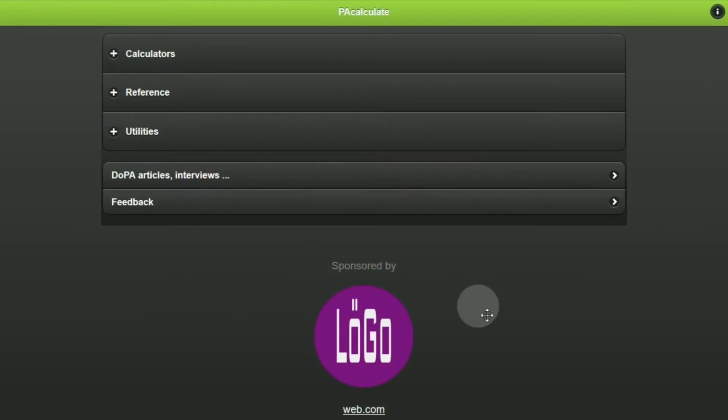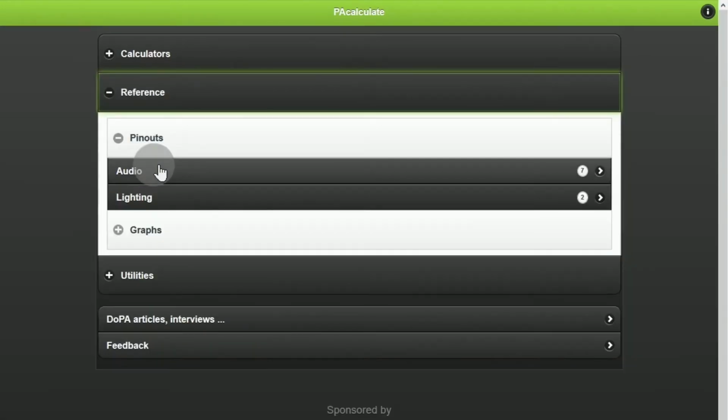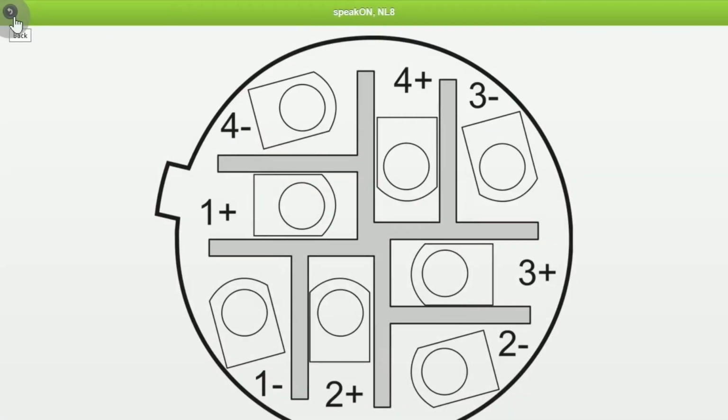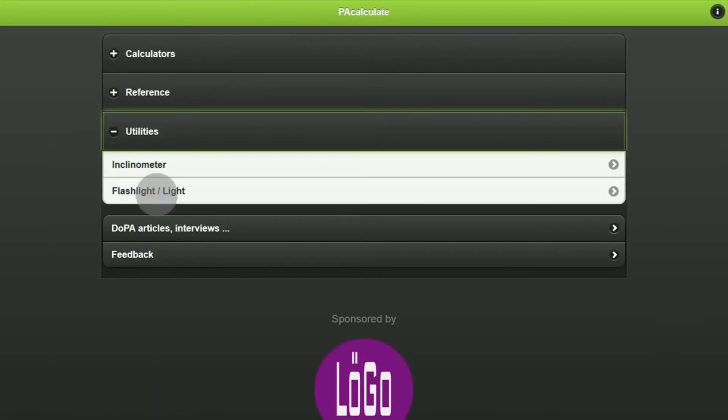Hello, this is Joe Brucey, developer of PA Calculate, the free multi-platform app for mobile phones and tablets with calculators, reference information such as pinouts, like this useful Speakon NL4 drawing, as well as utilities such as an inclinometer or a flashlight or a light screen for theater applications.